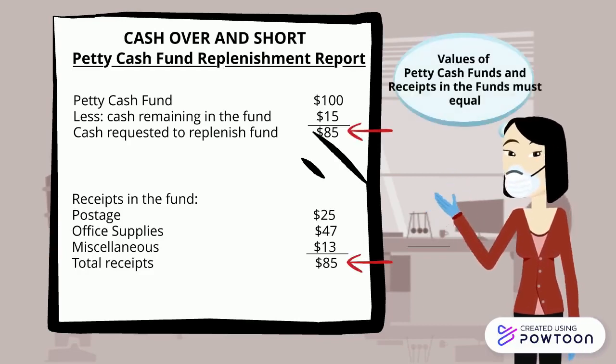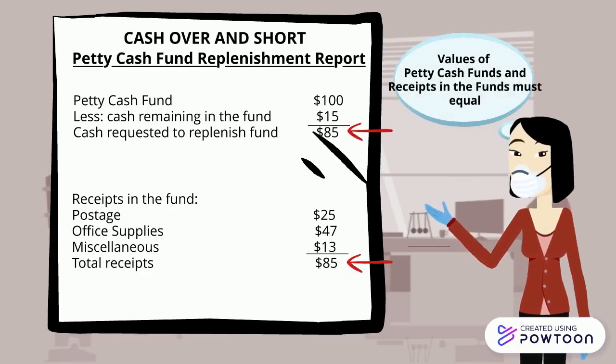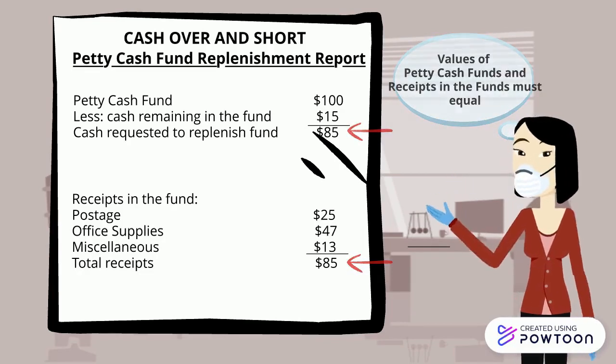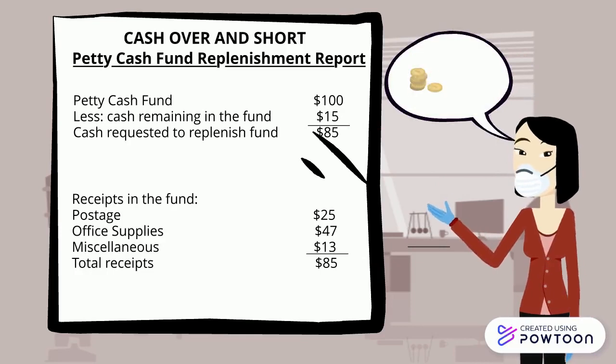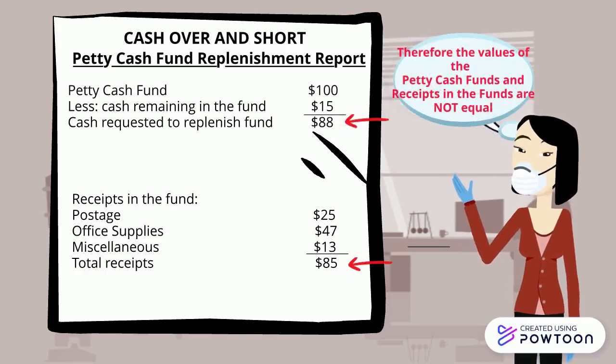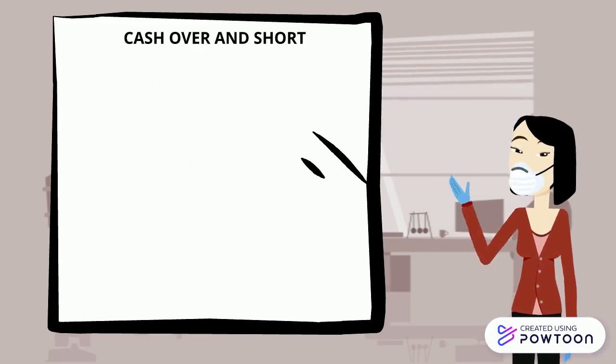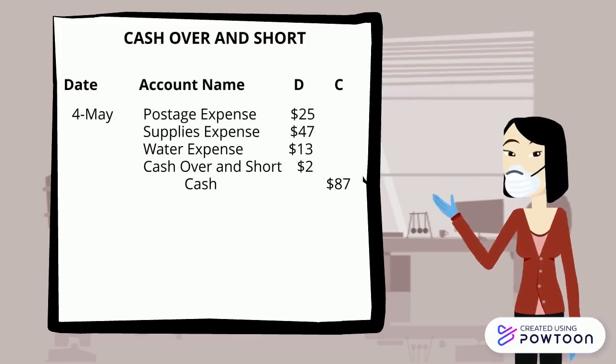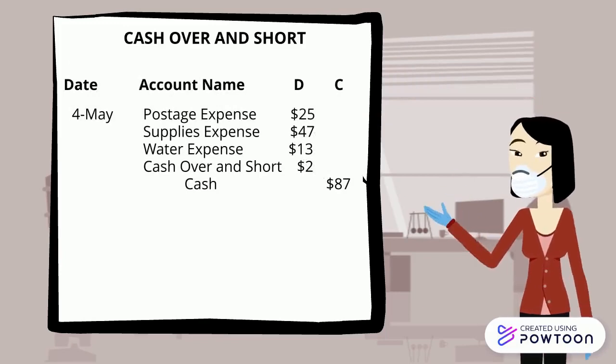When the petty cash fund is replenished, the amount of cash needed for replenishment should always equal the amount of receipts. However, this is not always the case. Sometimes the custodian will not have all the receipts or present the correct amount of change, resulting in discrepancies between the cash needed for replenishment and the amount of receipts. In such cases, the discrepancy is charged to an account called cash over and short.